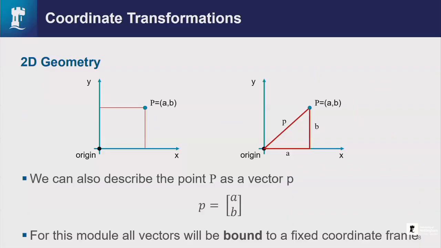So in 2D geometry, we have a point P, and it's described by a vector AB, and it describes its location along the x and the y axes. Okay, very simple. So we can describe point P as a vector. For this module, all vectors will be bound to a fixed coordinate frame, which just means this is always fixed. This never moves. So if we describe a point P using a vector AB, it's always fixed to that home position on our fixed coordinate frame. We don't have things moving around.